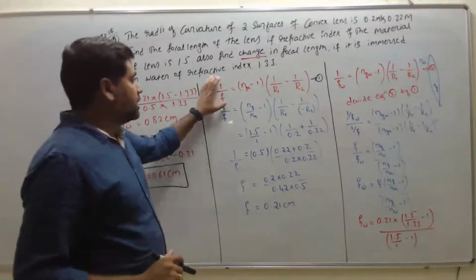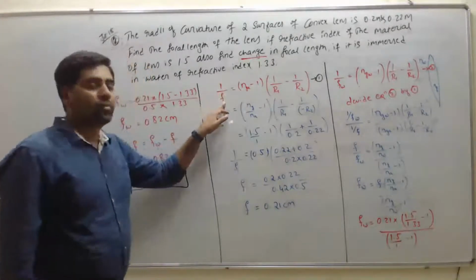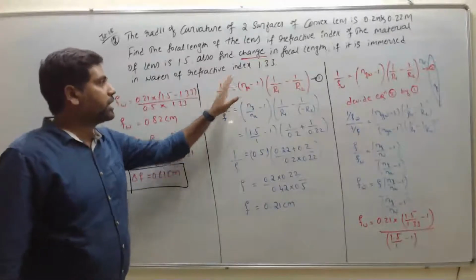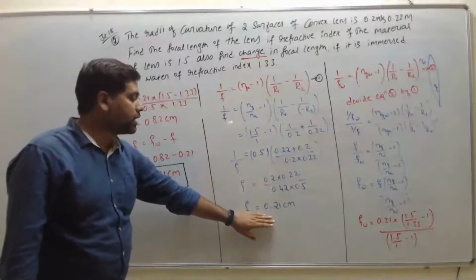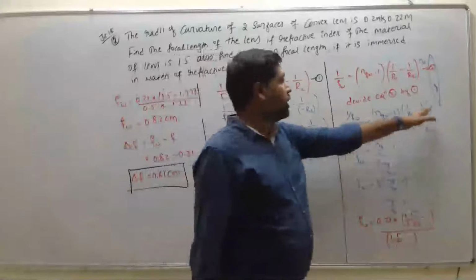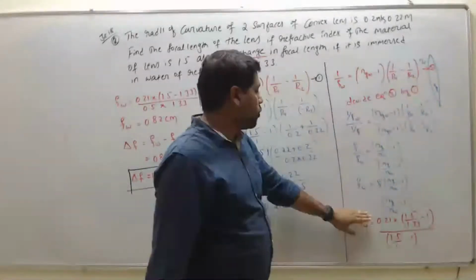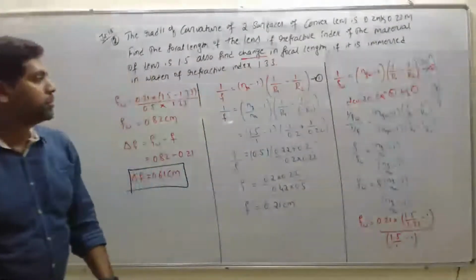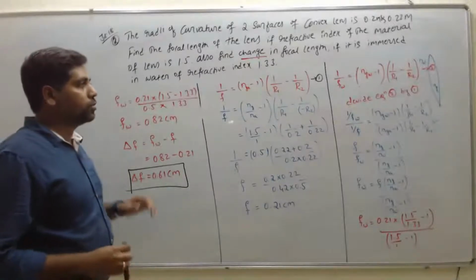So by using the lens maker formula, we can find out the focal length of the convex lens in any medium. Here they gave two mediums. First the lens is in the air medium, then we have to calculate the focal length of the lens. Then the same lens is placed inside the water, then we have to calculate the focal length of that lens in water medium. So this one is for 5 marks.